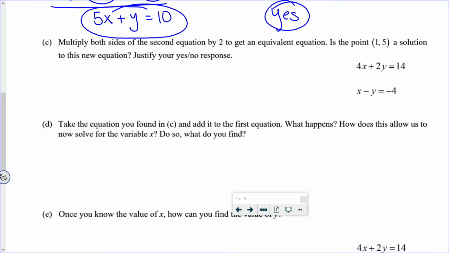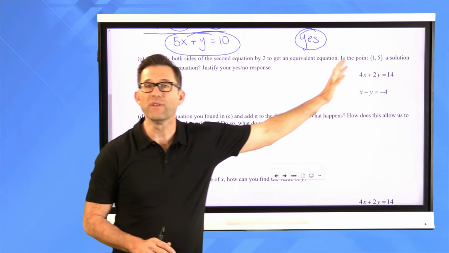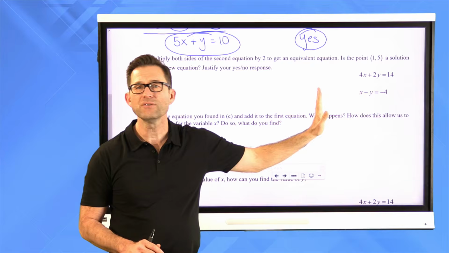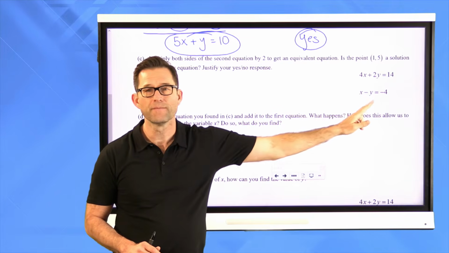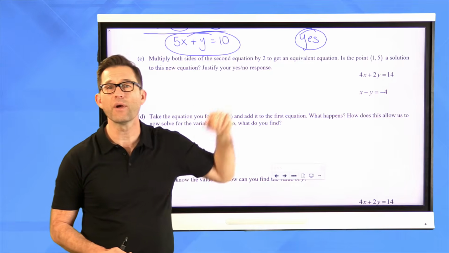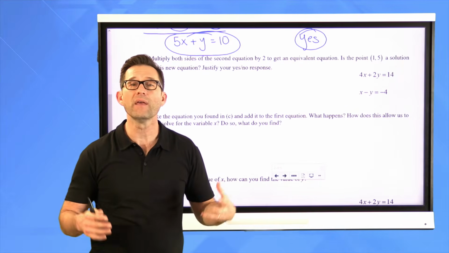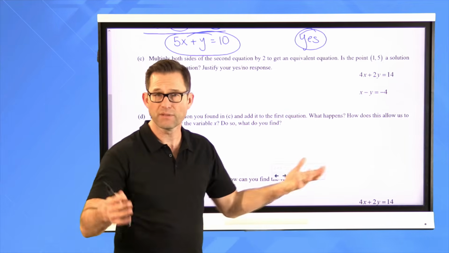Letter C. Multiply both sides of the second equation by 2 in order to get an equivalent equation. Is the point 1, 5 a solution to this new equation? Justify your yes/no response. All right, so even though I've got both of these equations written down, I'm just saying, look, if I take this second equation and I multiply both sides of the equation by 2, will the point 1, 5 still be a solution to that equation? Well, let's do this together.